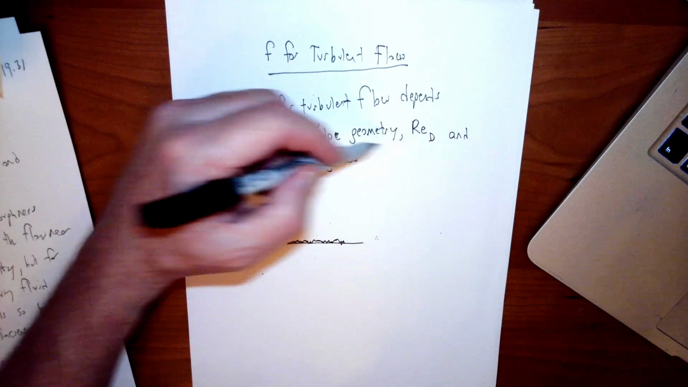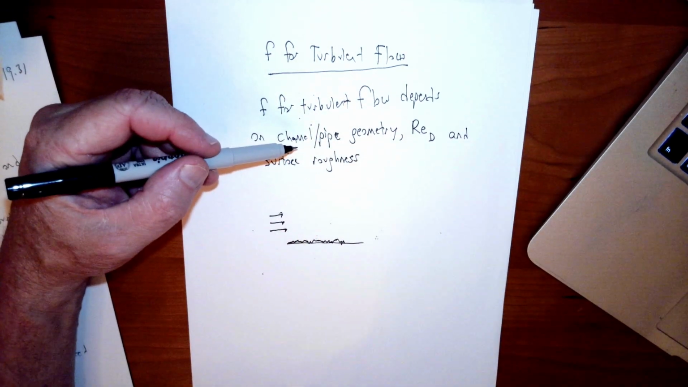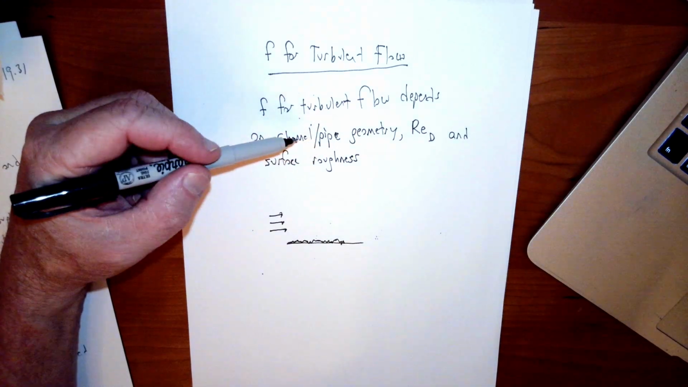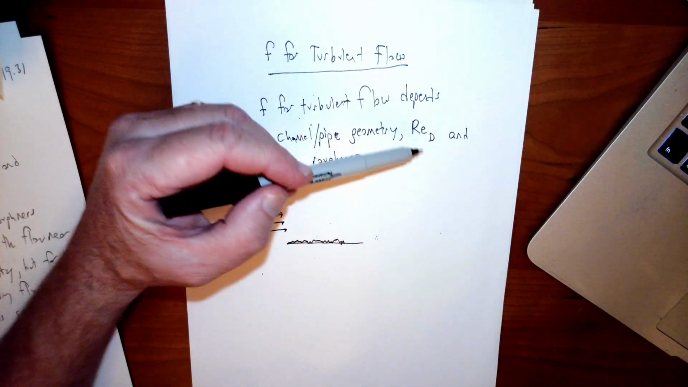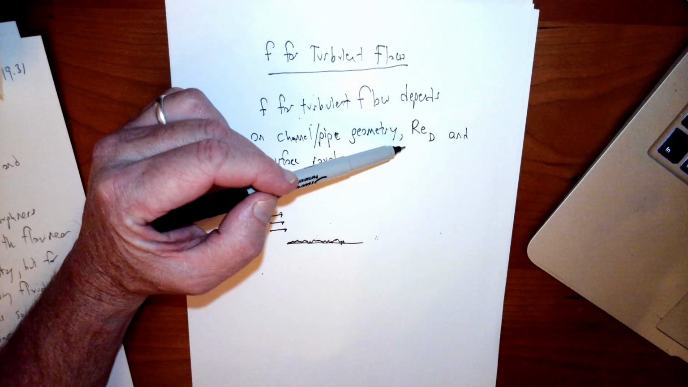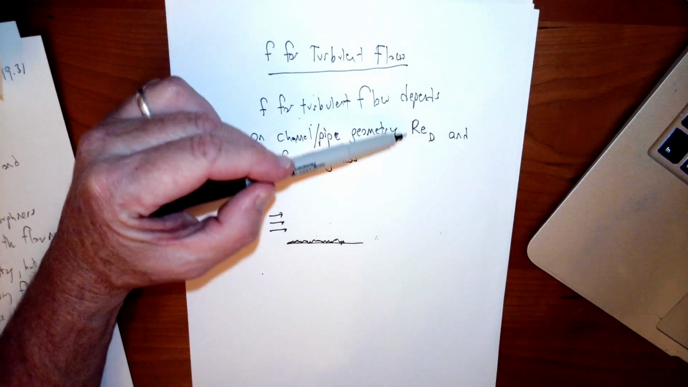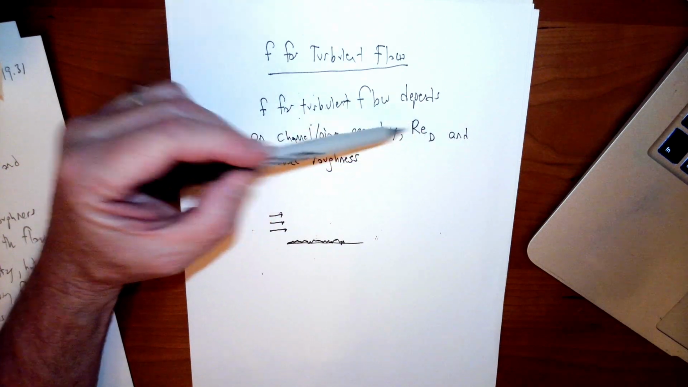It depends on the channel or pipe geometry. That shouldn't surprise you. It's a round pipe, an open channel, flow between plates. Those are all going to have different friction factors. It depends on the Reynolds number, which obviously at this point I don't think will surprise you either. We've seen the Reynolds number keeps cropping up in these types of problems. So it's going to depend on those two things.